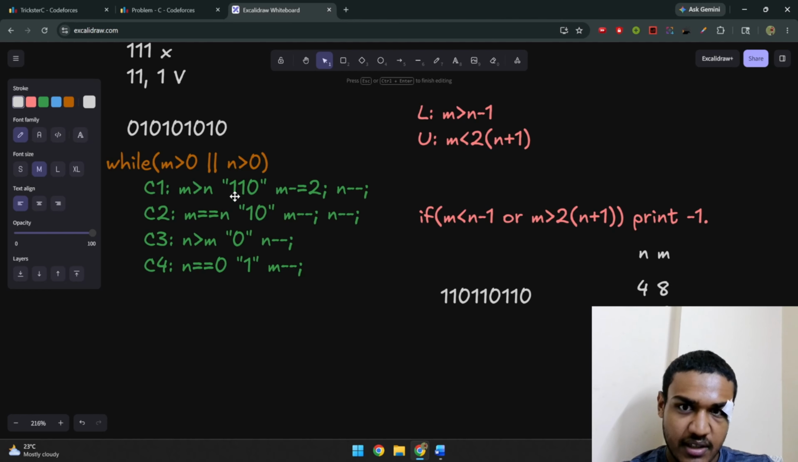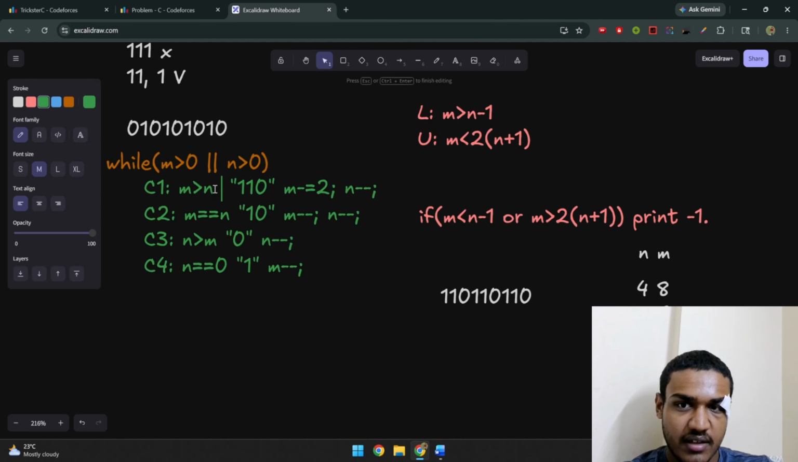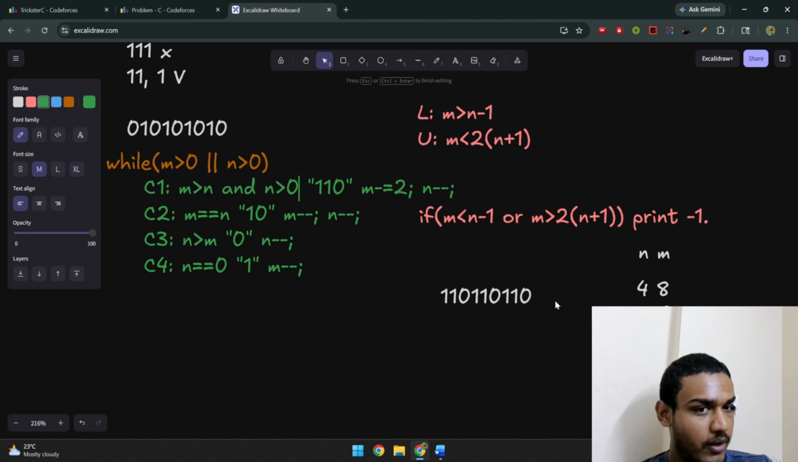M greater than n. Obviously we'll also need to check whether the number of zeros is still valid. So we'll need to check n is greater than 0 while doing this. Otherwise, we would have gone ahead and printed a 110 here again, which would have been problematic because then n would be minus 1 and that would be a very, very wrong thing to happen.